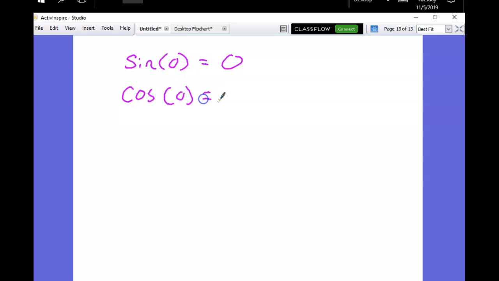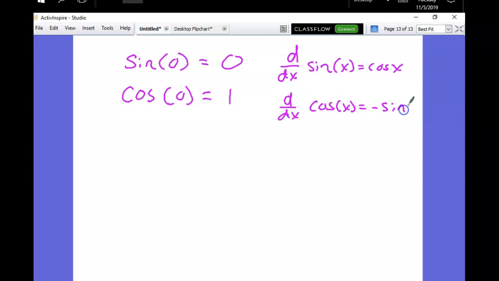Zero. Oh, so I gotta write One. Okay. How about this? What is the derivative of sine? Cosine. One. That one. How about this? Sine. Negative sine. Negative sine.